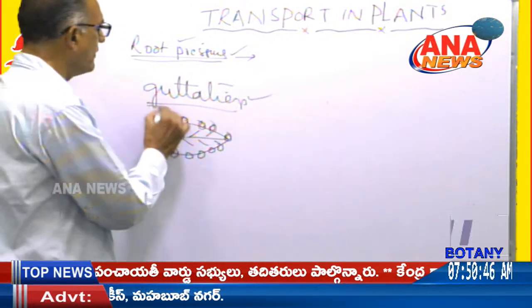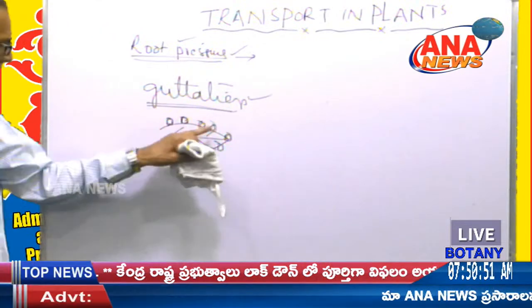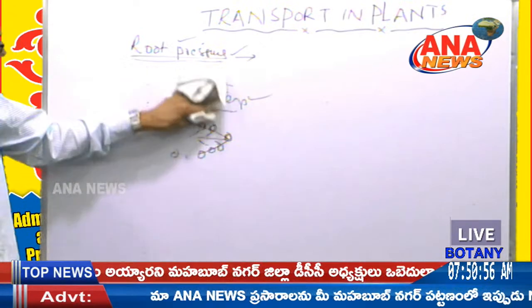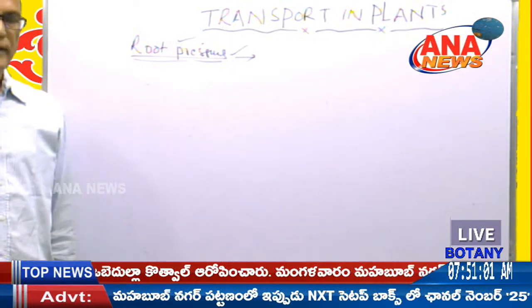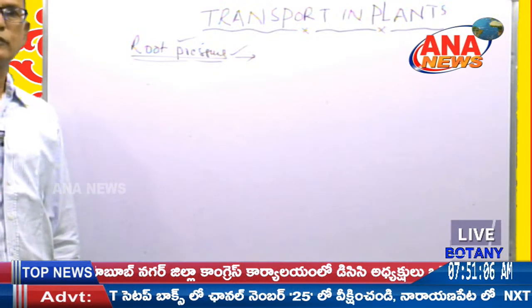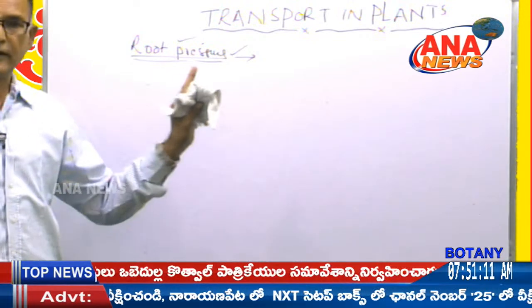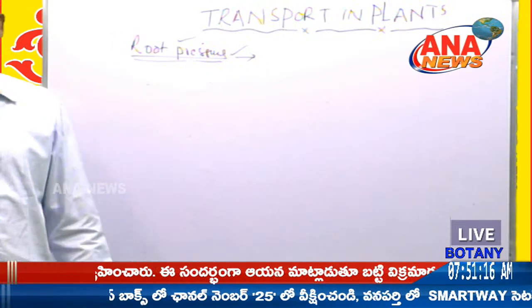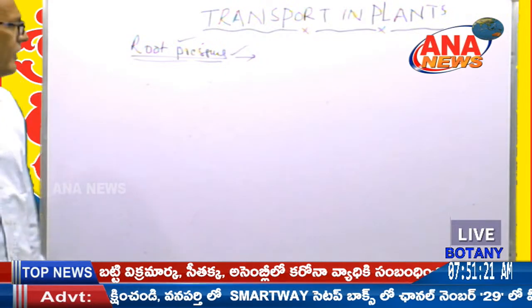Guttation is a 2-mark question. So just a secretion of water as water droplets from opening veins is called guttation. Root pressure can at best push the water to a moderate height, but it is not enough to translocate the water over long distances.